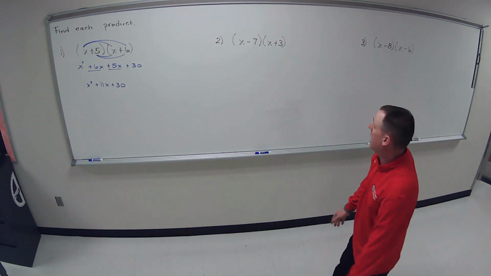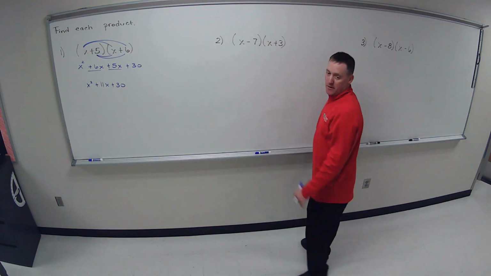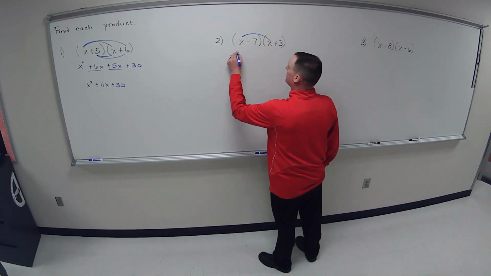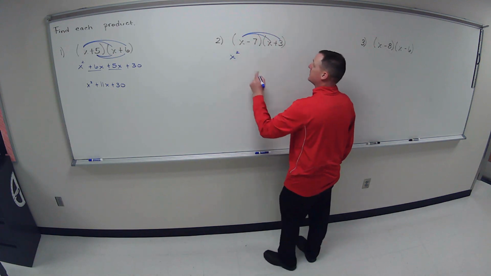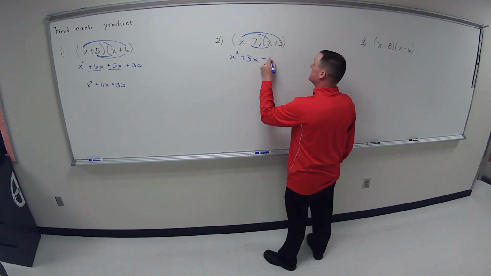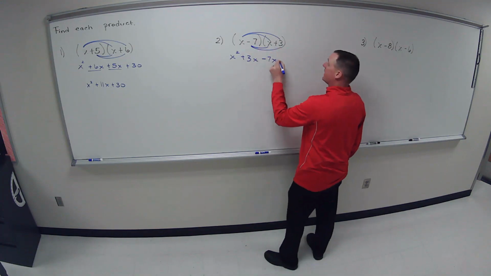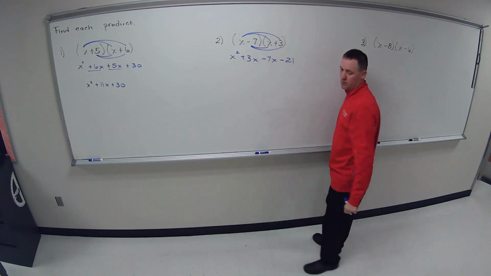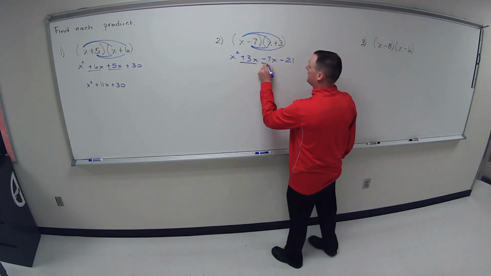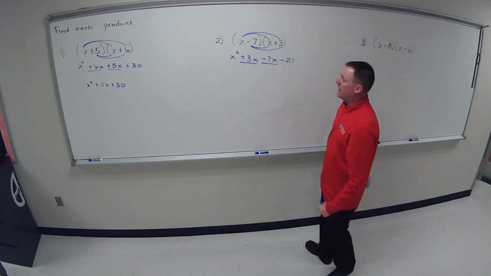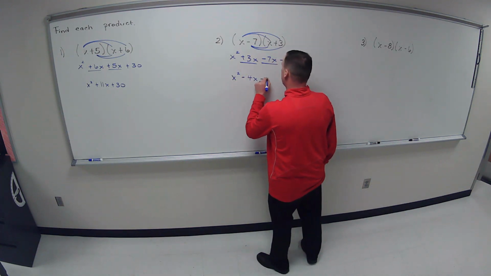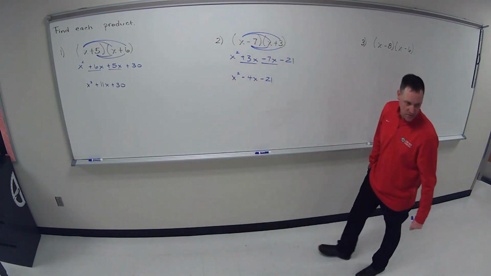Same thing in problem number 2. Multiply your first terms together. x times x is going to be x squared. x times 3 is going to be 3x. Negative 7 times x is negative 7x. And negative 7 times 3 is negative 21. Just like in the previous problem, you should be able to combine your like terms here, and you're going to be left with x squared minus 4x minus 21 as the final answer.